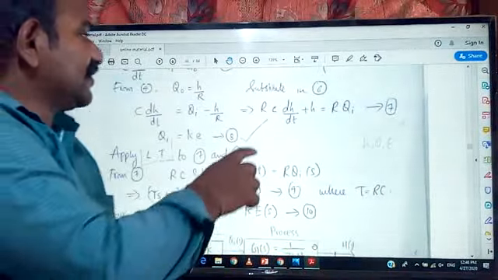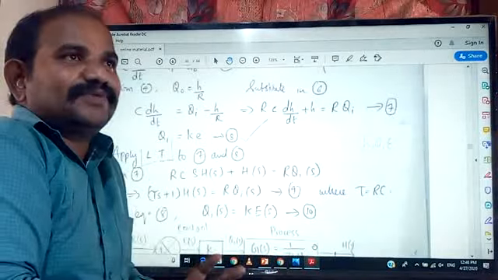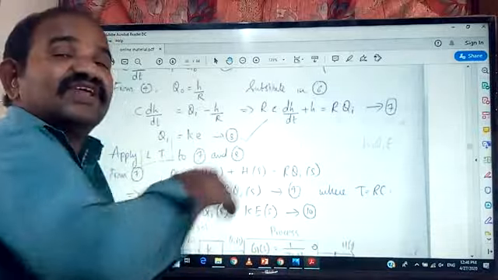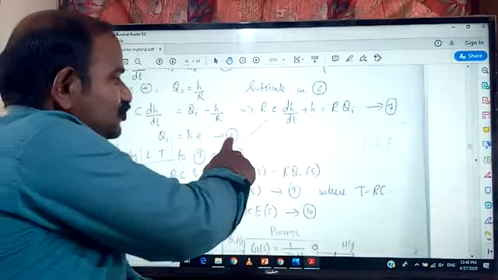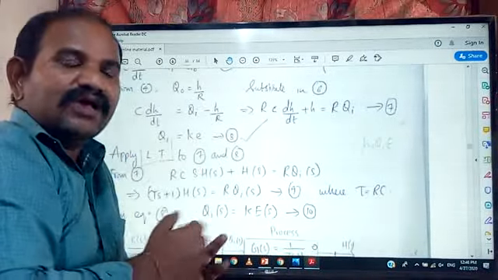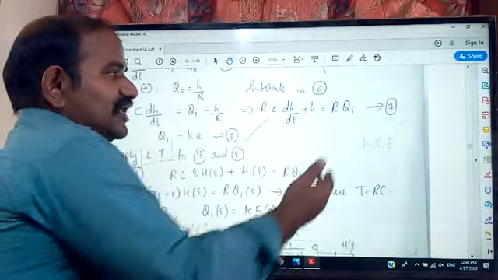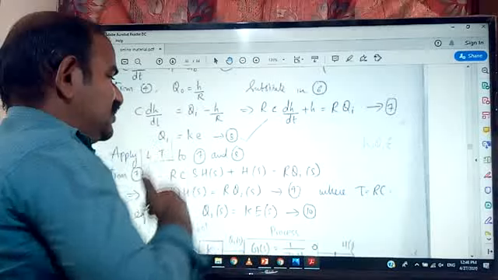But if you want to represent that entire setup in terms of the control system, these two expressions should be represented in the frequency domain. For that, I am applying the Laplace transformation to equation number 7 as well as to number 8.